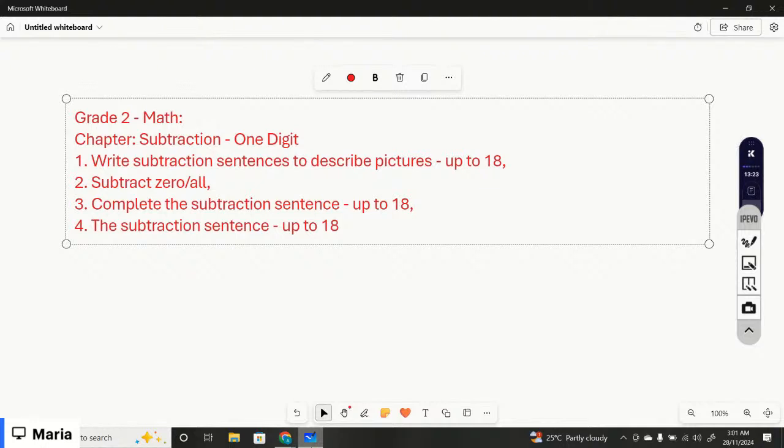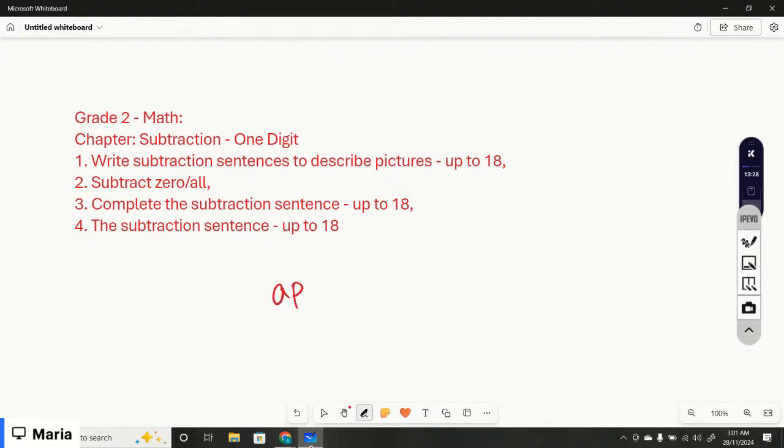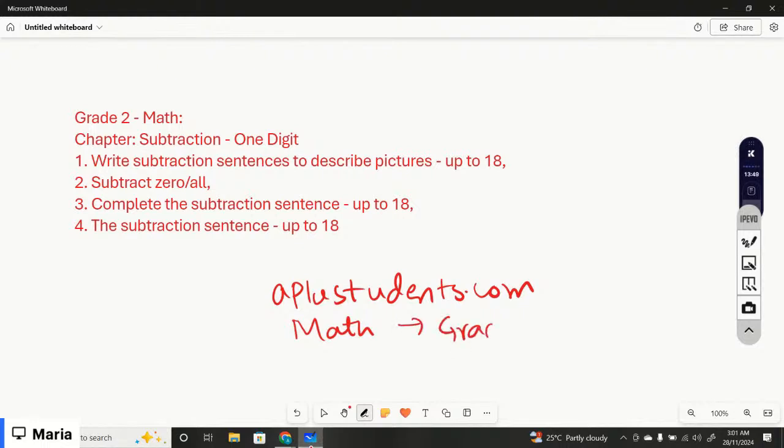You can find all the lessons on aplusstudents.com. You have to log in there using your email address and password as provided by the administrator. Then you have to select math from the subject tab, scroll down to grade 2 math, and then click on view all lessons. There you can find the list of the chapters. We're going to start with the chapter subtraction one digit.